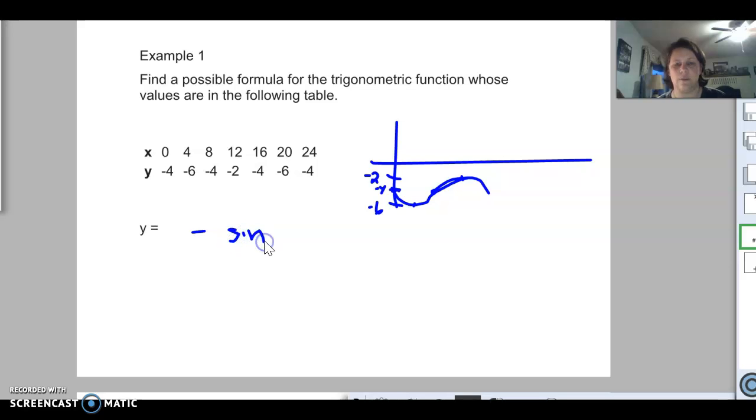Get a little space for my amplitude. My amplitude looks like it's going to be 2. So midline was -4. So 2 above and 2 below is our highest and lowest. So our amplitude is going to be 2.